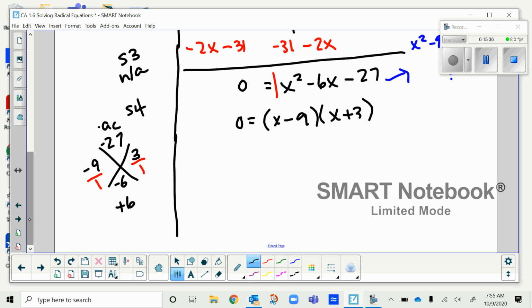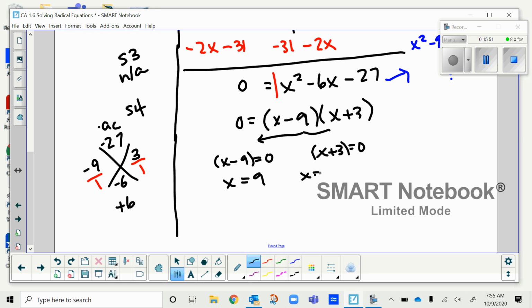And when factors are multiplied like this and equal 0, that means one or both is equal to 0. So we break it up and solve them. So I get x equals 9 and x equals negative 3.